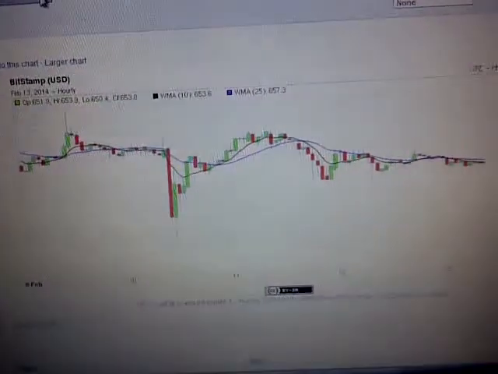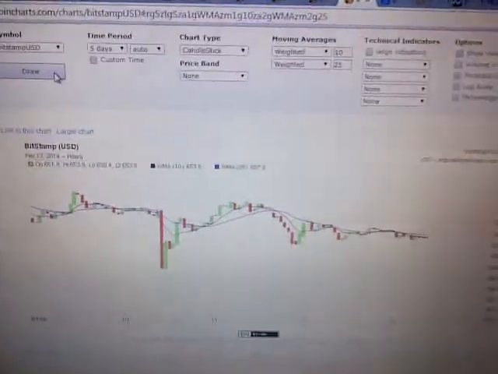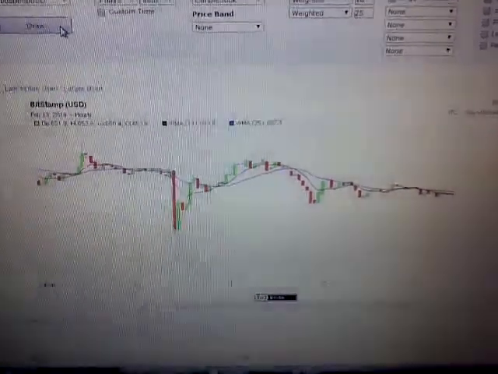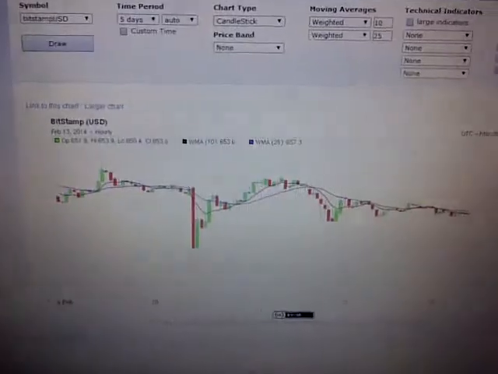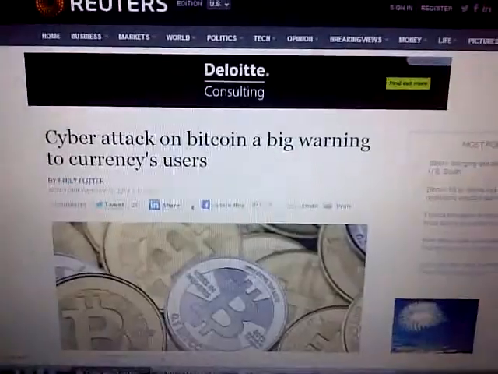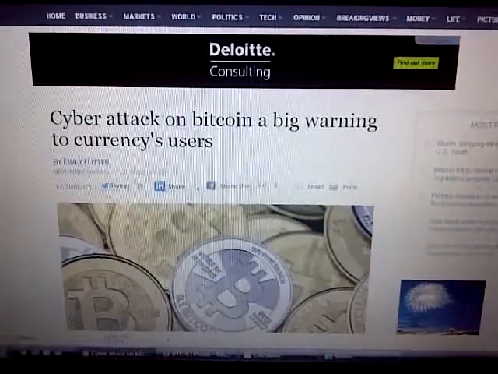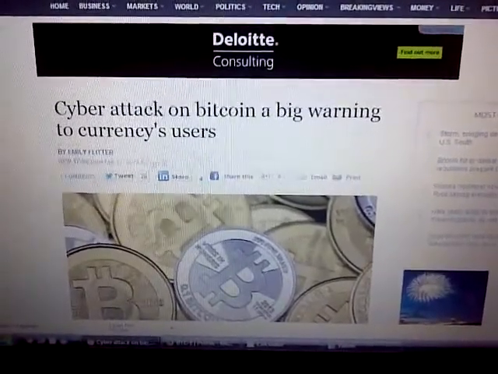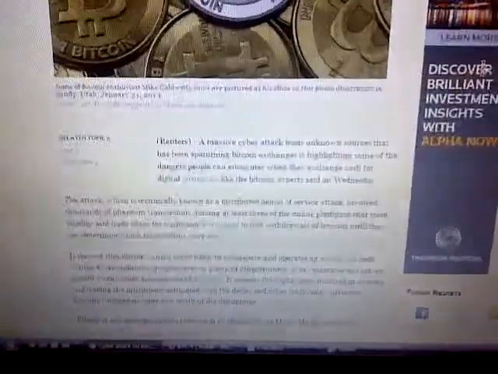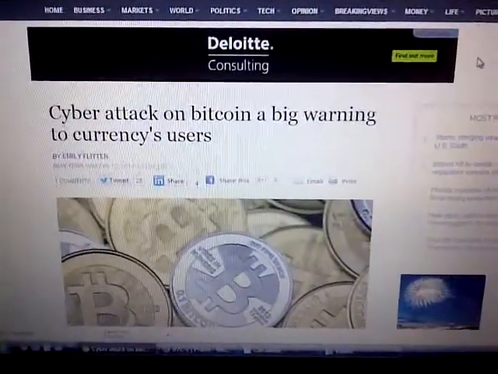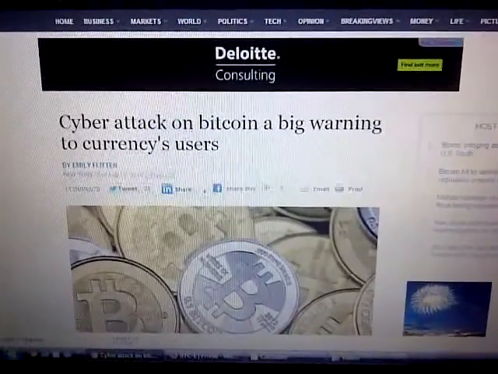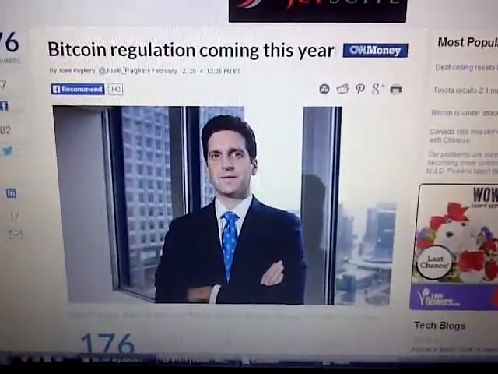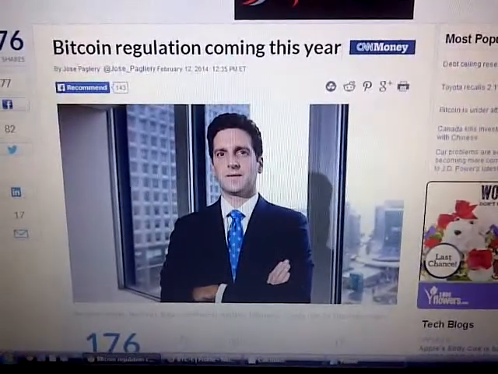So there you go, there's the chart analysis, but let's go ahead and take a look at some of the news that's going on. There's a lot of things happening here. And here you go: cyber attack on Bitcoin, a big warning to currency users. Good article. So it looks like someone's attacking the exchanges, I guess, or the whole network of Bitcoin, halting transactions here. Not all transactions, but mainly the exchanges.